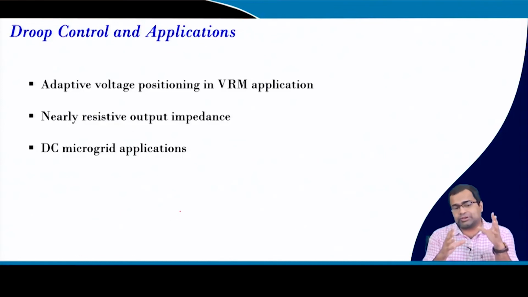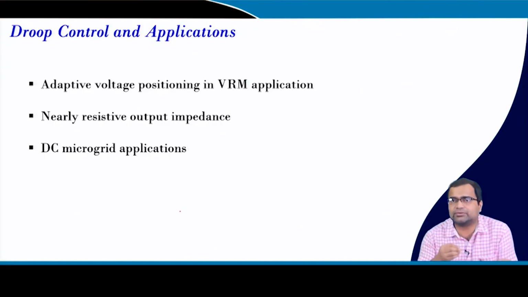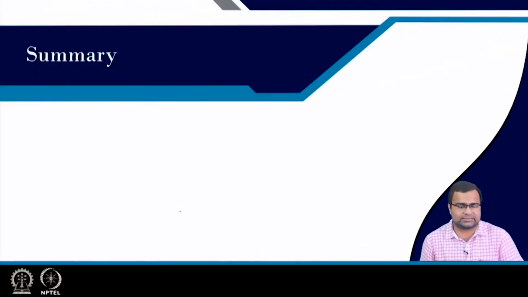And this technique is also used in microgrids, only the name is different. There we call it droop control, and we intentionally reduce the voltage based on the current requirement from, let us say, a solar or any other supply. So, we do this droop control. Okay. Then we can also do energy optimization by means of this.